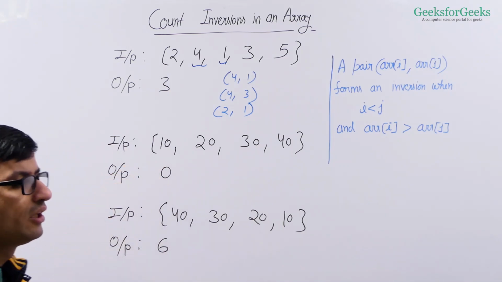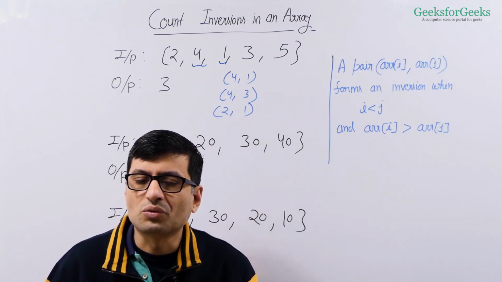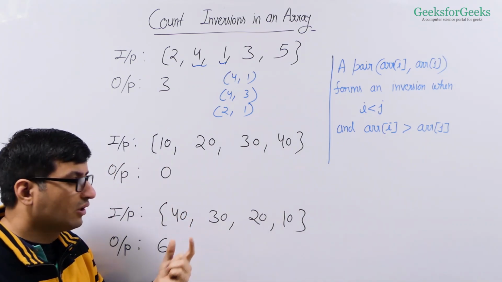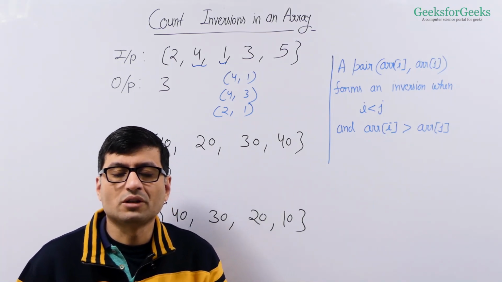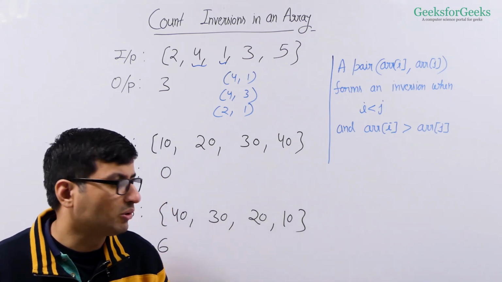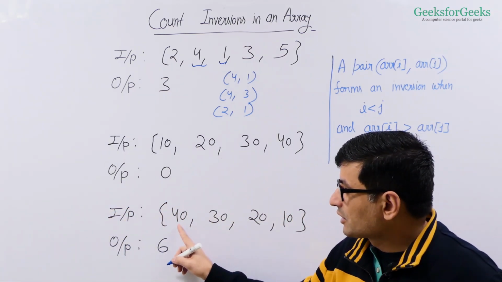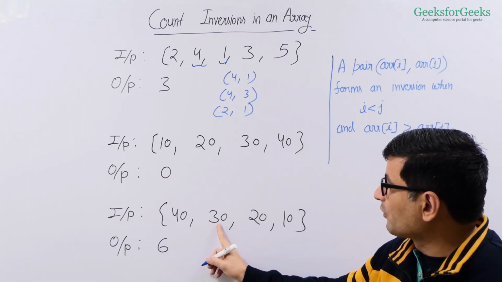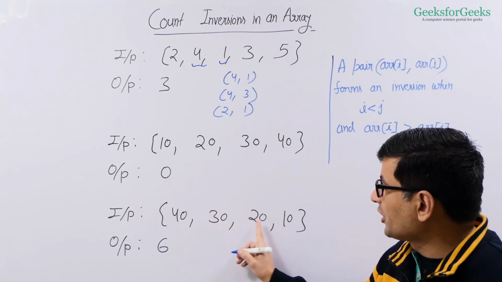Let's see this array. When you have an array sorted in increasing order, the number of inversions is always 0. Let's see this array. When you have an array sorted in decreasing order, the number of inversions is always the maximum possible. In this array, we have 6 inversions. You can notice that the first element forms 3 inversions, and the second element forms 2 inversions. The first element forms 3 inversions with 30, 20, 10, all of them.